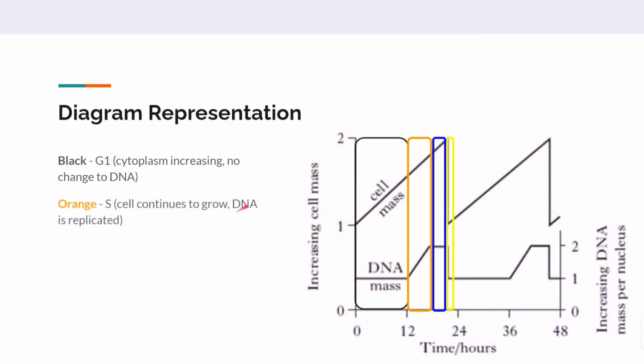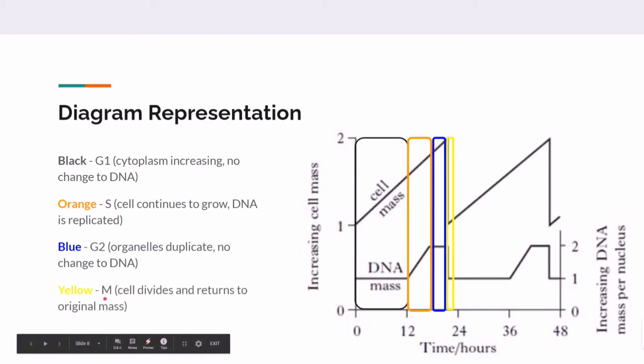The orange box represents our S phase, because our cell does continue to grow, as we can see here. Our cellular mass is still increasing, but in S phase, our DNA is replicated, so our DNA mass also increases. And then the blue box represents G2, and this is because our organelles replicate, so we are increasing our cell mass, but there is also no change to the DNA like in G1, so our DNA mass stays the same. And lastly, we have the yellow box, which is M phase, our mitosis.